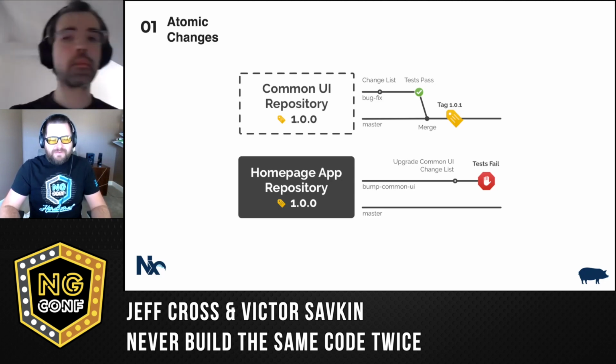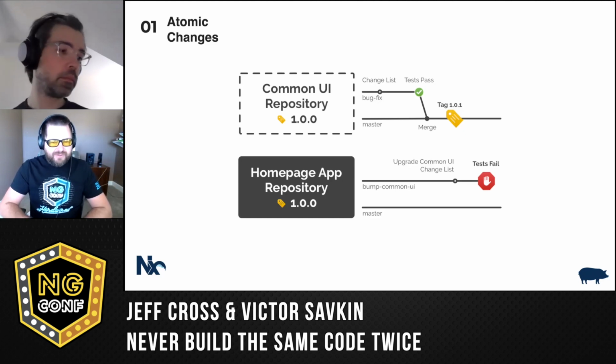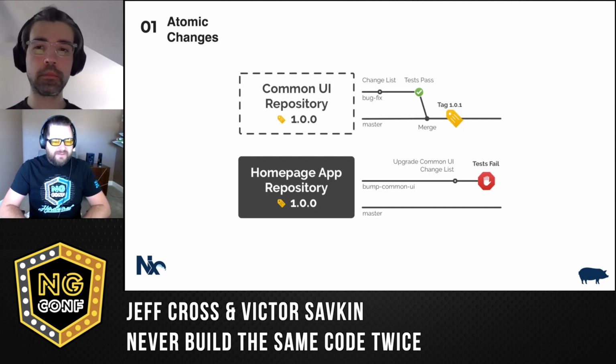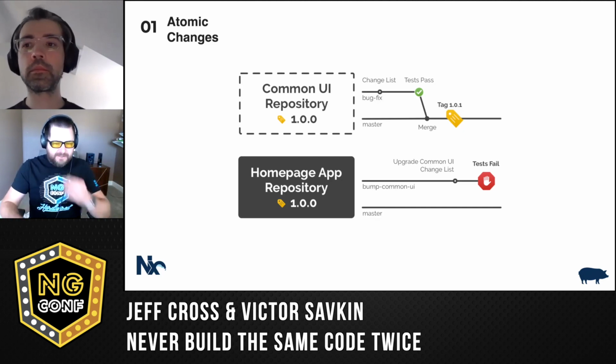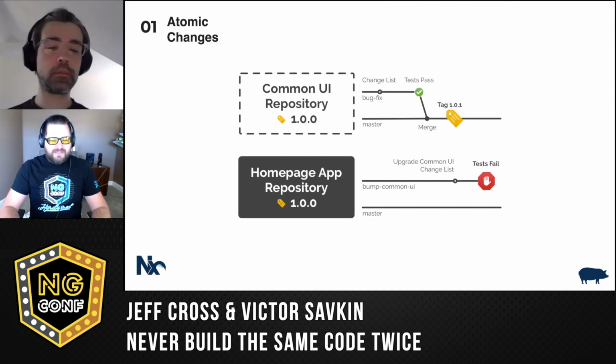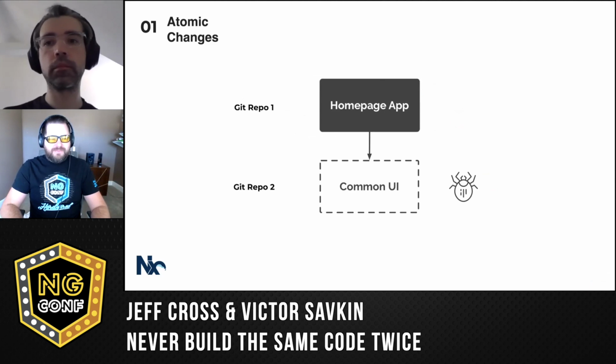And then next Monday, the homepage app team comes in. They see I've tagged a new release, and I said that I fixed the bug that they reported. And they write their own regression test and integrate the new change. And they push it to CI and see that their tests fail. And so what's the problem with this?